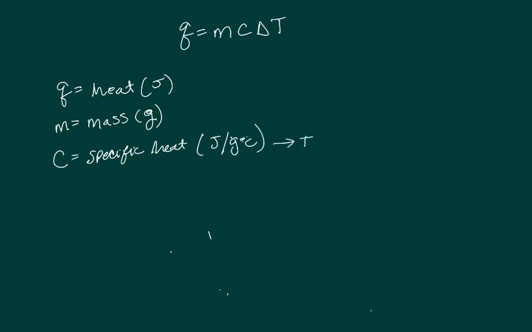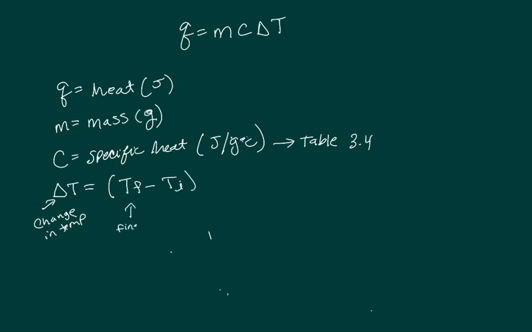And this is found in table 3.4 in your book. And it's, again, specific for different materials that you use. The delta T here, this is how it's read. Delta T, if you've never seen, this is a Greek symbol, and it means change. Change in temperature. And the change in temperature is your final temperature minus your initial temperature.